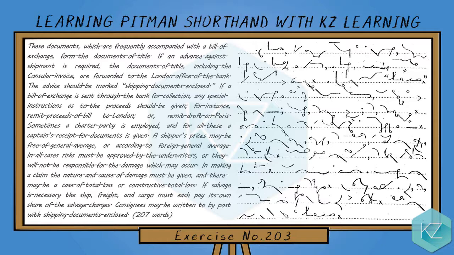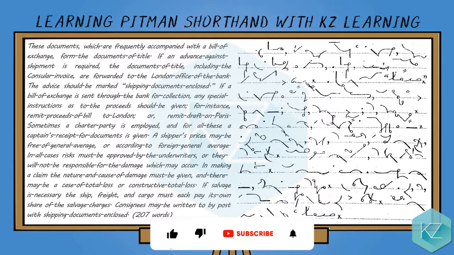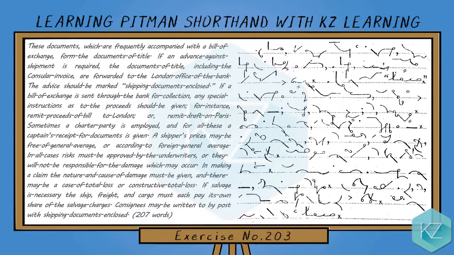A shipper's prices may be free of general average or according to foreign general average. In all cases, risk must be approved by the underwriters, or they will not be responsible for the damage which may occur. In making a claim, the nature and cause of damage must be given, and there may be a case of total loss or constructive total loss.